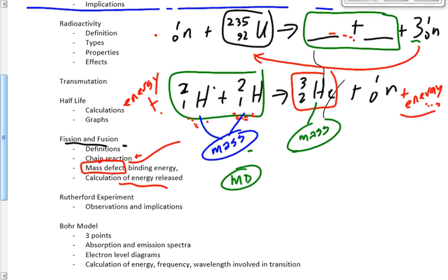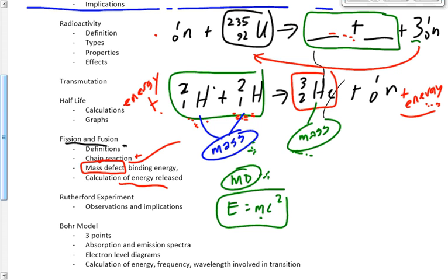Once we have the mass defect in kilograms, we're going to find the energy, the binding energy, or the energy that's released, by saying E equals mc squared. Now, if you get these in kilograms already, great. If you don't have them in kilograms, get the mass defect, then convert it to kilograms, and then plug it into this equation.